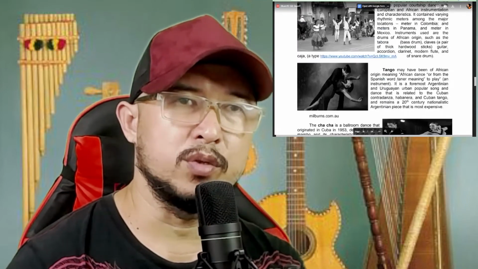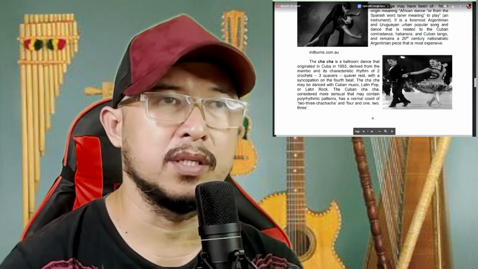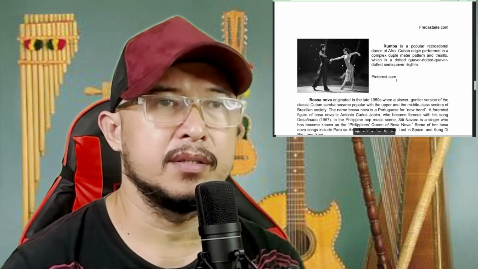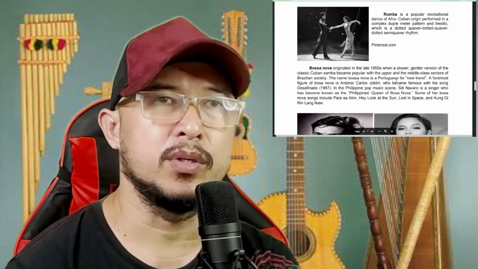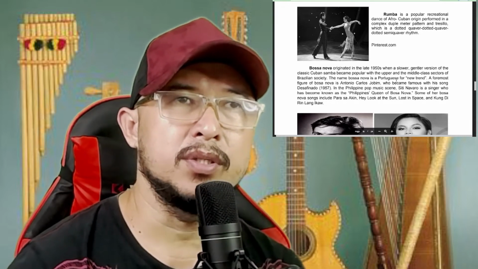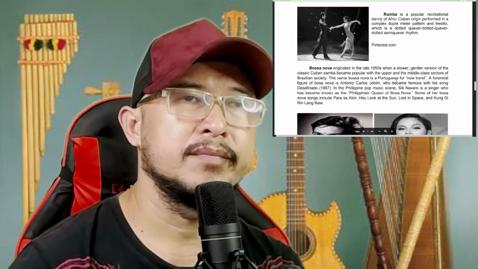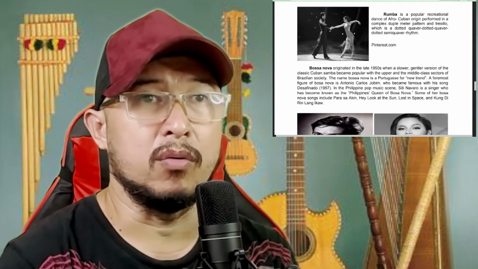We also have tango, which means to play. You have cha-cha. We know this one because you've already, I think, danced it. Maybe you can recall that you've danced cha-cha already in your lower years. We have rumba. It's a popular recreational dance of Afro-Cuban origin performed in a complex double meter pattern of tresillo, which is a dotted semiquaver rhythm.